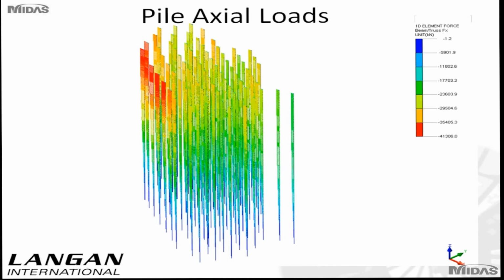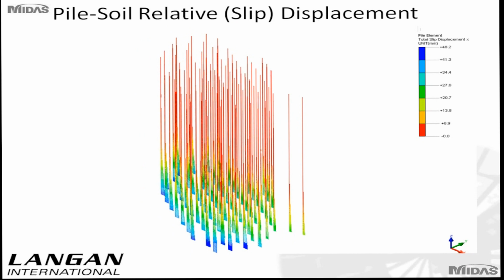Similarly, this is a 3D plot that shows the pile axial loads, and we can see that the piles at the edge receive a higher load than the rest of the piles, mostly because you have some columns that are situated right above them. This is one of the outputs that you would use also to determine the pile springs.